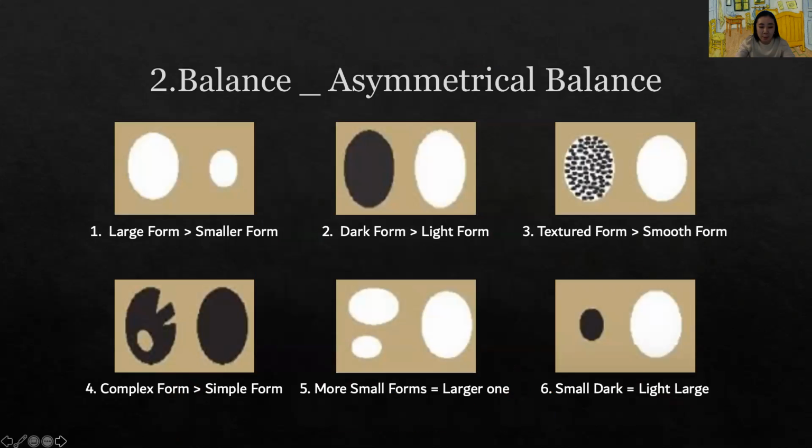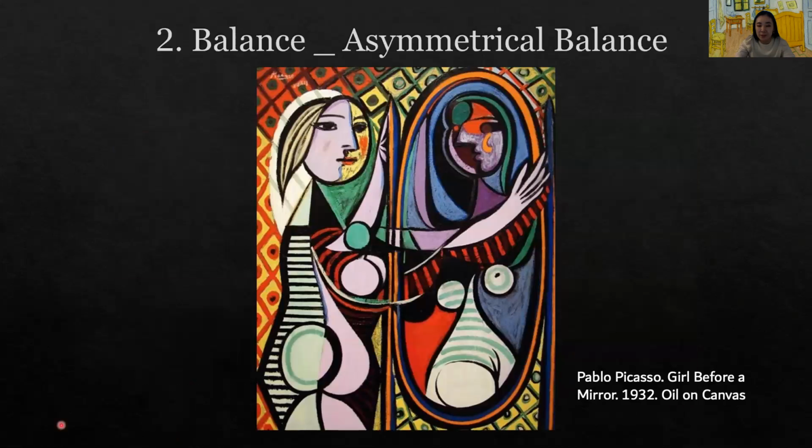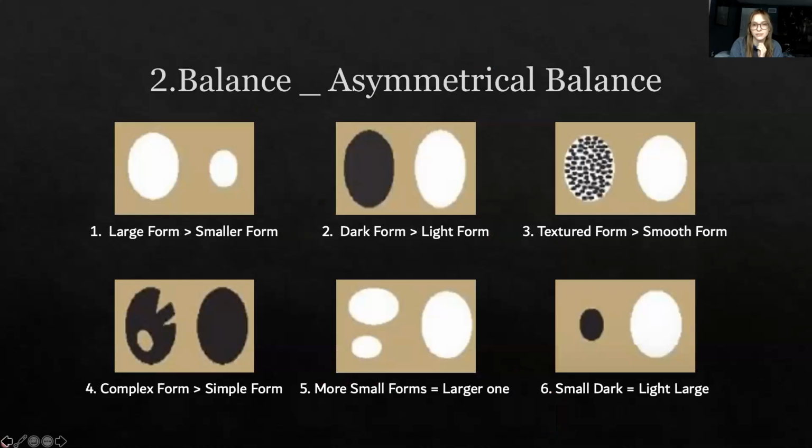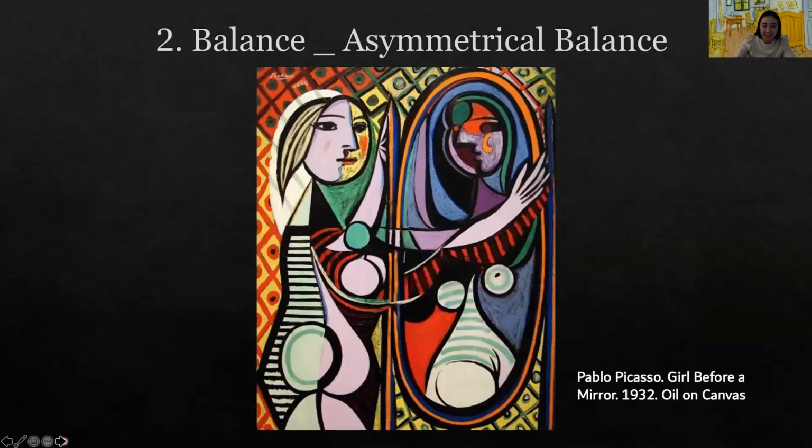And let's see the real artwork again. So which asymmetrical balance did he use? Complex form, or simple form? Very close. Dark form on the right side, number 5, number 2, right? Yes. Oh, I see. Very good. So the left woman and the woman in the mirror, the sizes look similar.